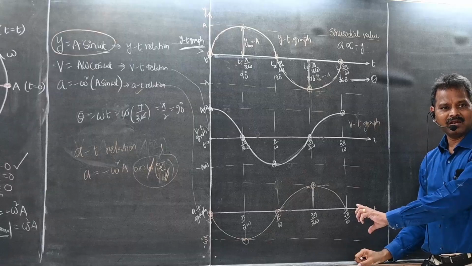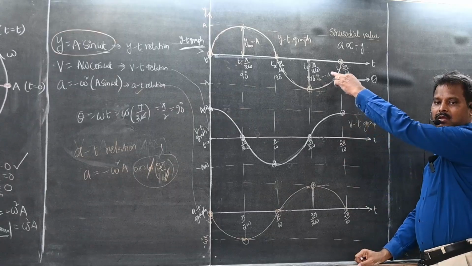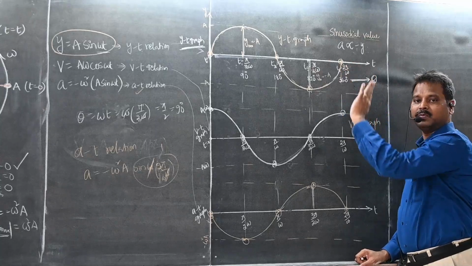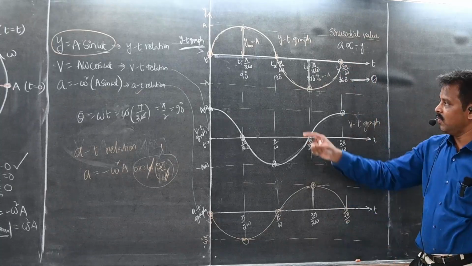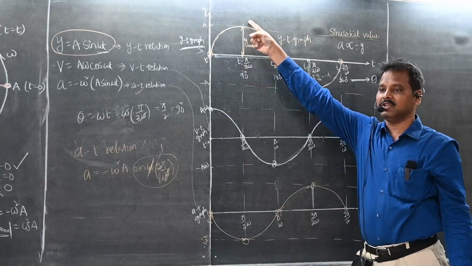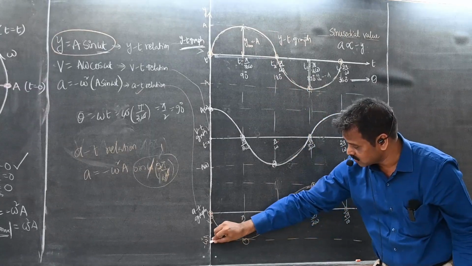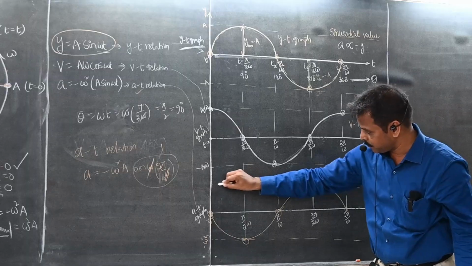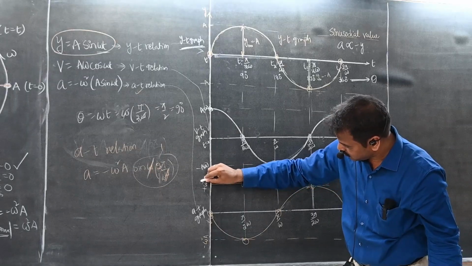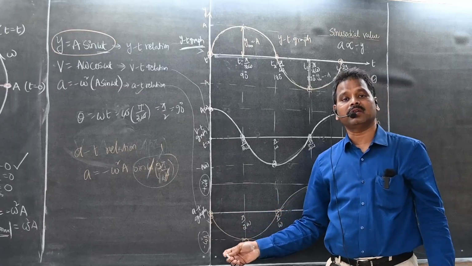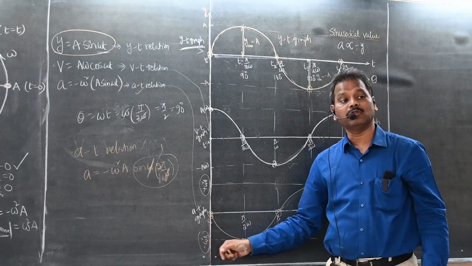So is it clear? From the graphs also we can compare velocity, displacement and acceleration. Whenever displacement is maximum, acceleration is maximum. But what is this value? Minus omega square here. What is the maximum value of acceleration here? Plus omega square here. Both are maximum only, because acceleration is a vector. Plus omega square, minus omega square, both are maximum.